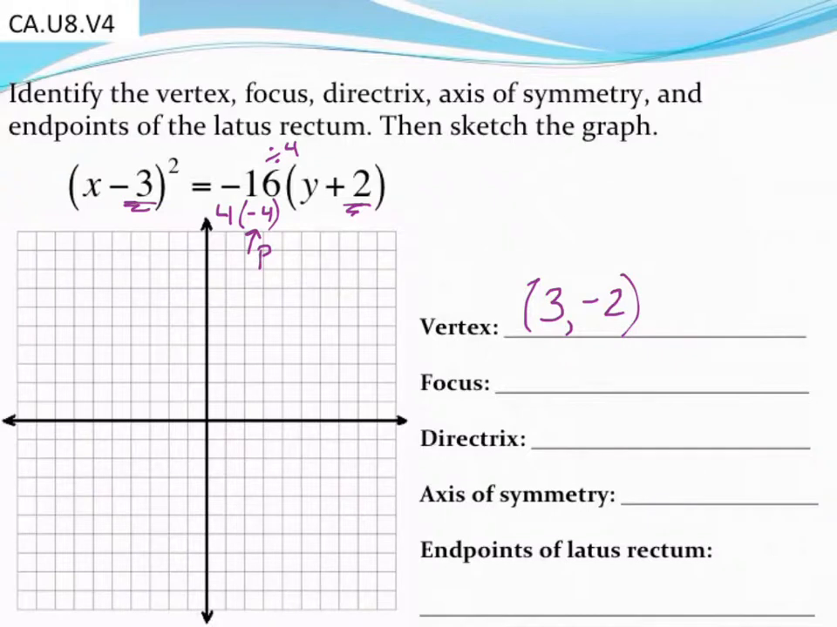Okay, and let's actually go ahead and get that on the graph. So (3, -2) is going to be right there, representing the vertex of my parabola. The next thing I would probably do is figure out what direction this parabola is facing.